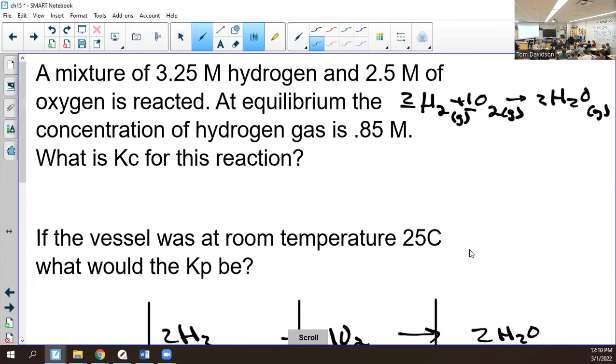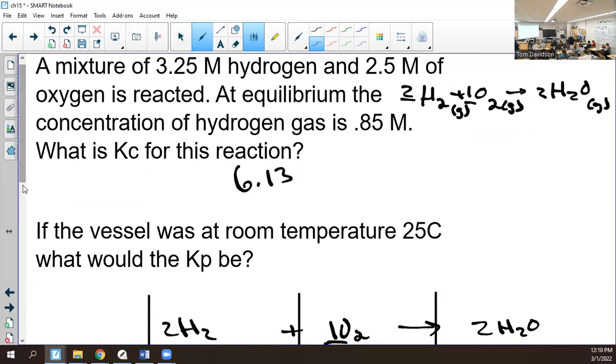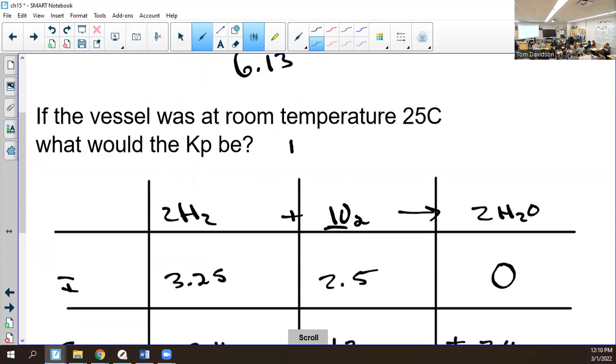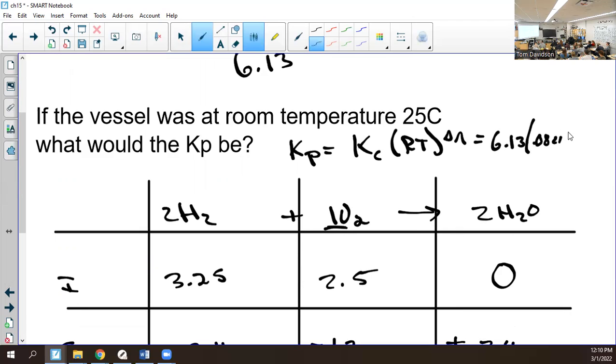All right, so what is, oh, so that's right here. If the vessel was at room temperature, what would Kp be? So you'll get 2 answers here, I guess. So Kp equals what? Kc times RT. Good. I know looked all that except for the Kc. I'm pretty proud of myself. So I'm going to put 6.13 times 0.0821 times 298.